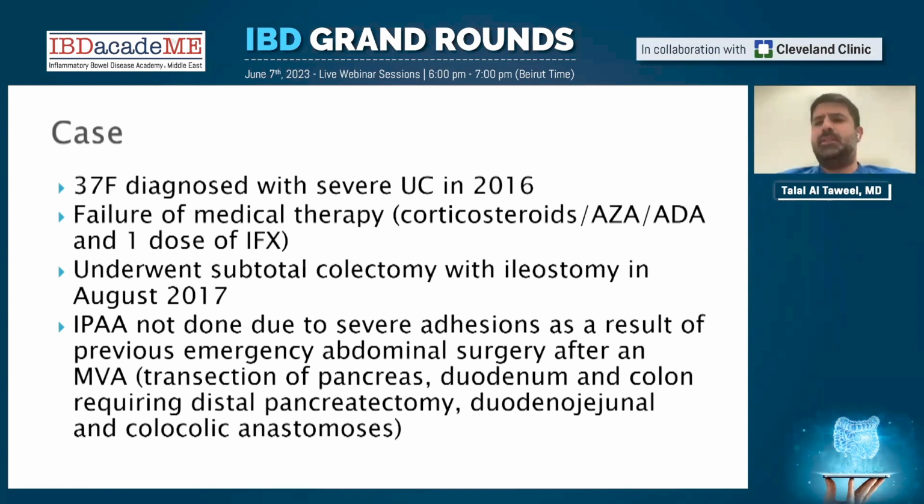because this patient had previously undergone an emergency abdominal surgery for a motor vehicle accident. So she had a transection of her pancreas, duodenum, and colon that required distal pancreatectomy, and duodenal and colocolonic anastomoses, and the surgeons found it very difficult to do the pelvic dissection to do her pouch. So she was just really left with a subtotal colectomy. So she had a rectum and a bit of sigmoid actually, and the loop ileostomy.